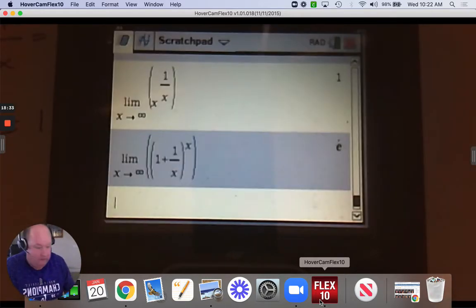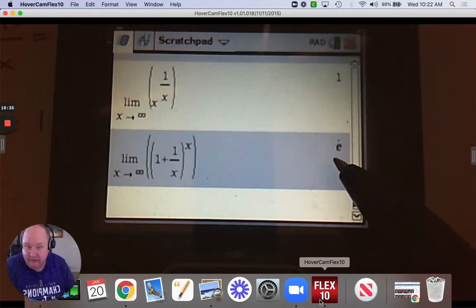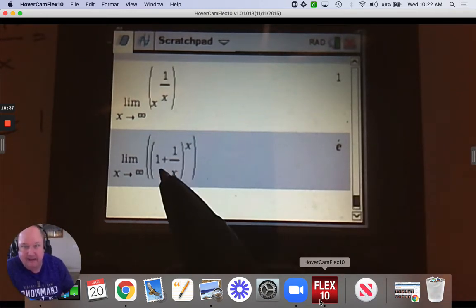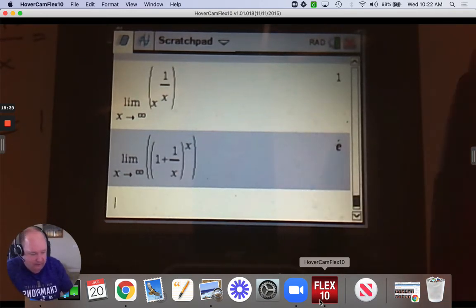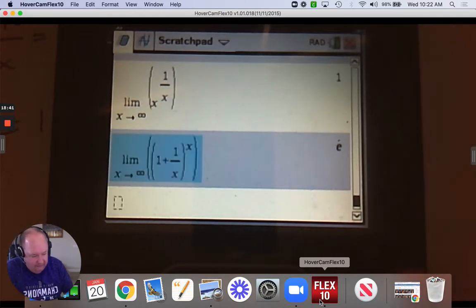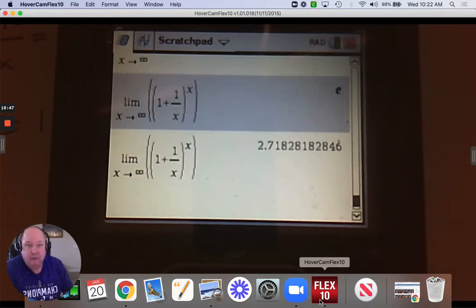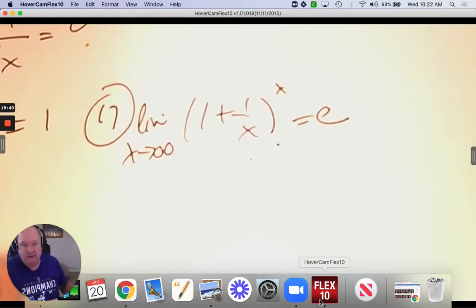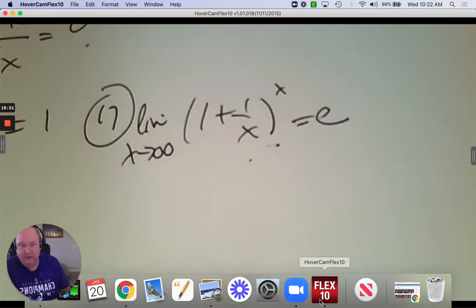And notice if you press enter, it just says the answer E. Isn't that cool? That's the definition of what E is, the number E. If you want the decimal to that, that's what E is equal to. But we already answered it. Isn't that a perfect answer? E. All right, 18.